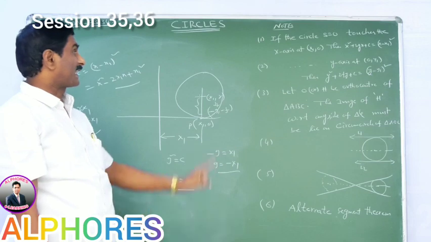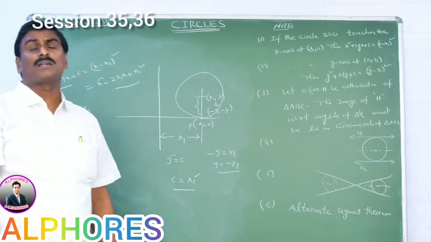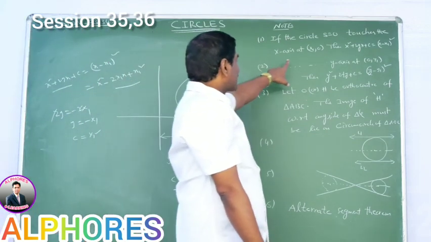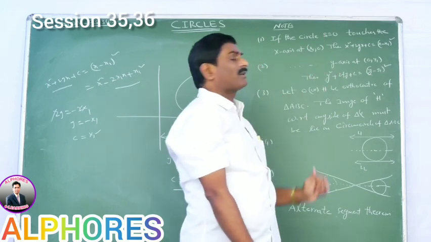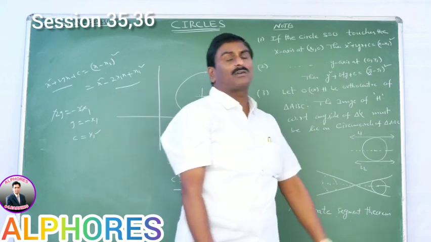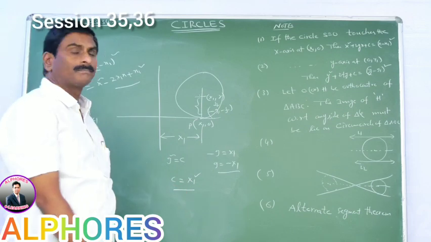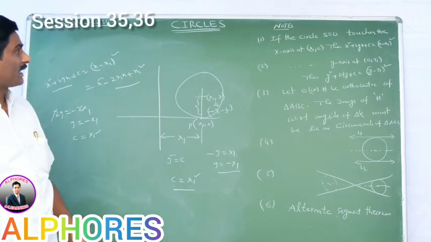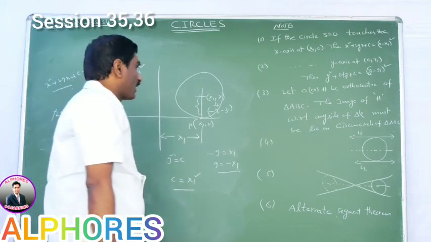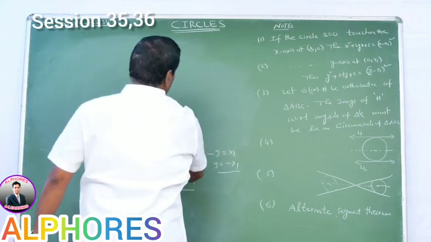Please note this point. If the circle S is equal to 0 touches the x-axis at (x1, 0), then x square plus 2gx plus c is equal to (x minus x1) whole square. Similarly, if the circle S is equal to 0 touches the y-axis at (0, y1), then y square plus 2fy plus c is equal to (y minus y1) whole square. Here we find f and c in the same way.